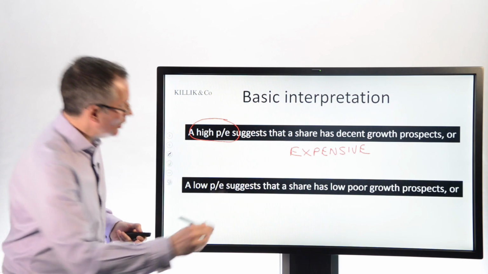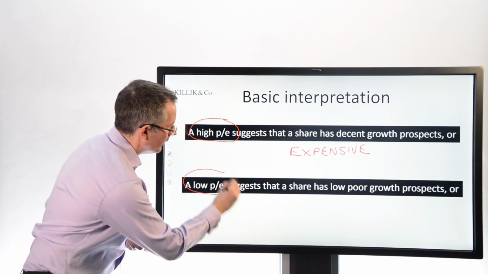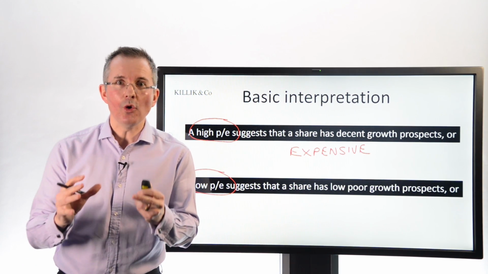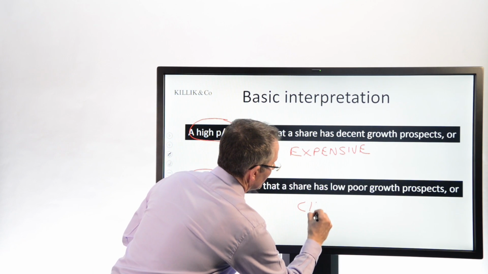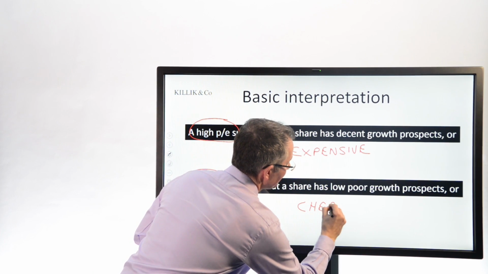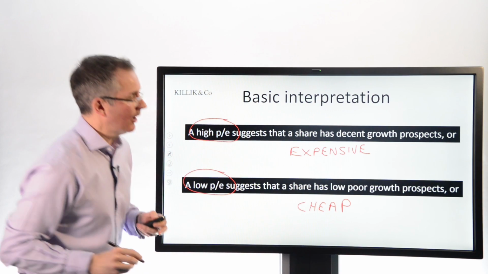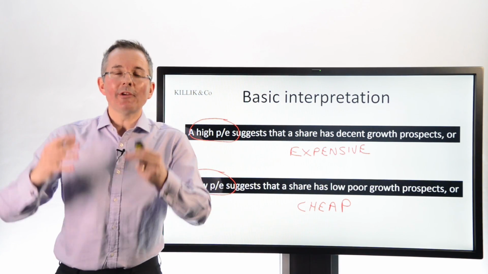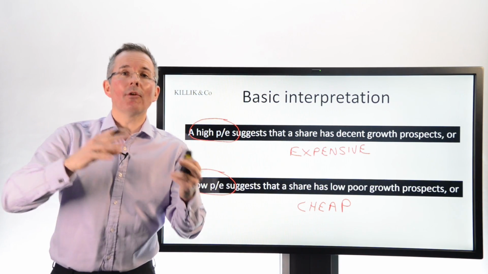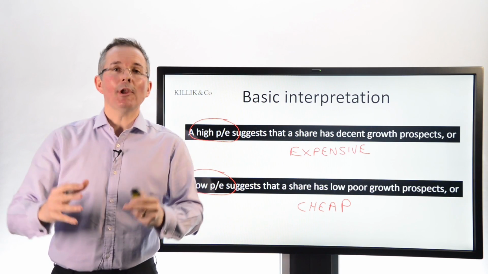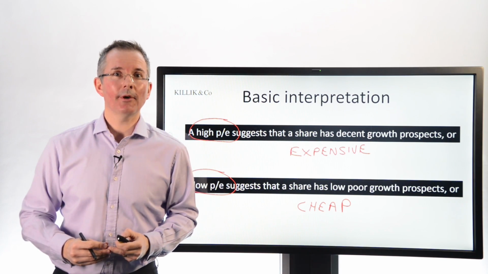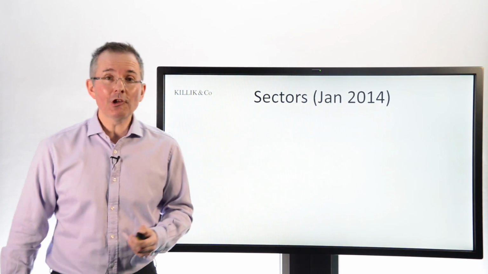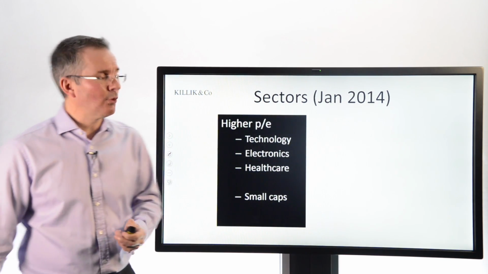Equally, usually textbooks would say a low PE suggests a share has low growth prospects, or if you're a bargain hunter, maybe the market's got it slightly wrong. All right, maybe the share is cheap. But you always have to look at the reason why a company has a high or a low PE ratio. It's not something you can just take at face value and say that's definitely cheap, that's definitely expensive. It requires judgment.